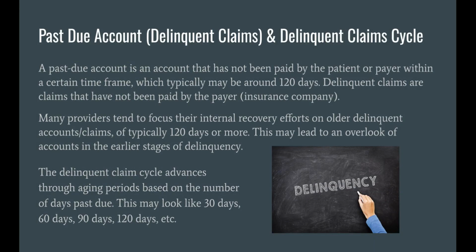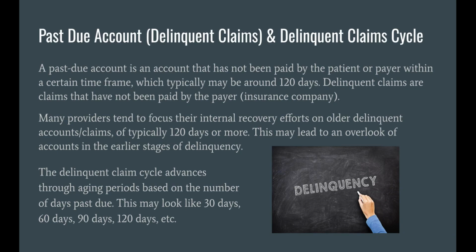So, a past due account is an account that has not been paid by the patient or payer within a certain time frame, which typically may be around 120 days. Delinquent claims are claims that have not yet been paid by the payer/insurance company. Many providers tend to focus their internal recovery efforts on older delinquent accounts/claims of typically 120 days or older. So this may lead to an overlook of accounts in the earlier stage of delinquency, such as claims that are 30 days past due, 60 days, etc.